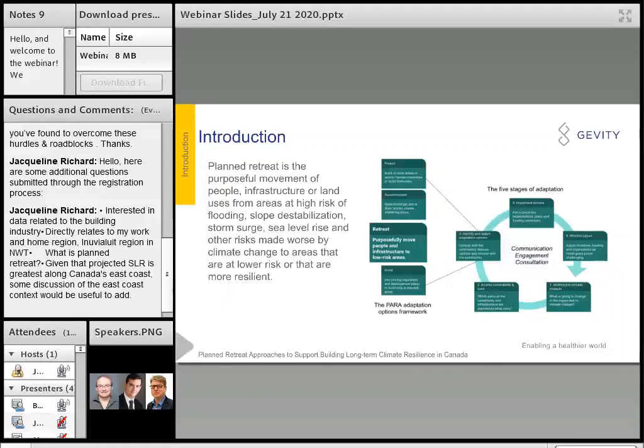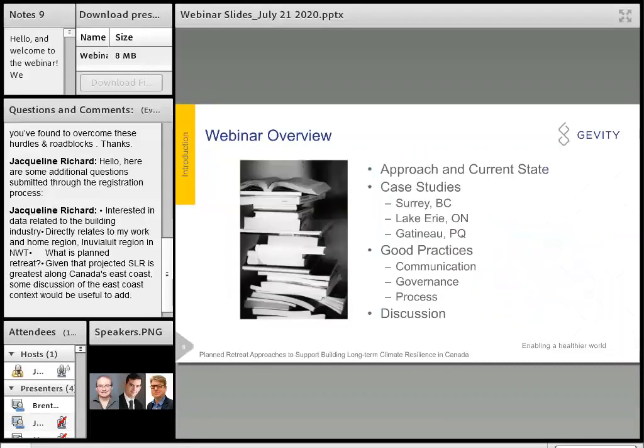So this is our basic framework for the work that we've done and for the report. And we'll get into more of the details of that, especially through the case studies. So what I'll move on to here is the basic overview for the rest of our time. We'll talk briefly about the approach we used and the current state of retreat in Canada. I will talk about 3 of the 6 case studies that are in this report: Surrey, BC, Lake Erie, Ontario, and Gatineau, Quebec.